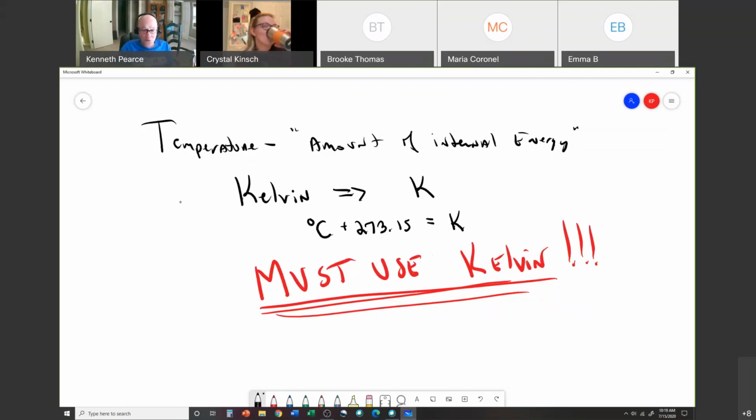And it goes like this, all right? If you were to try to predict what the volume of something is with temperature, you would say some constant, lowercase k, times the temperature.